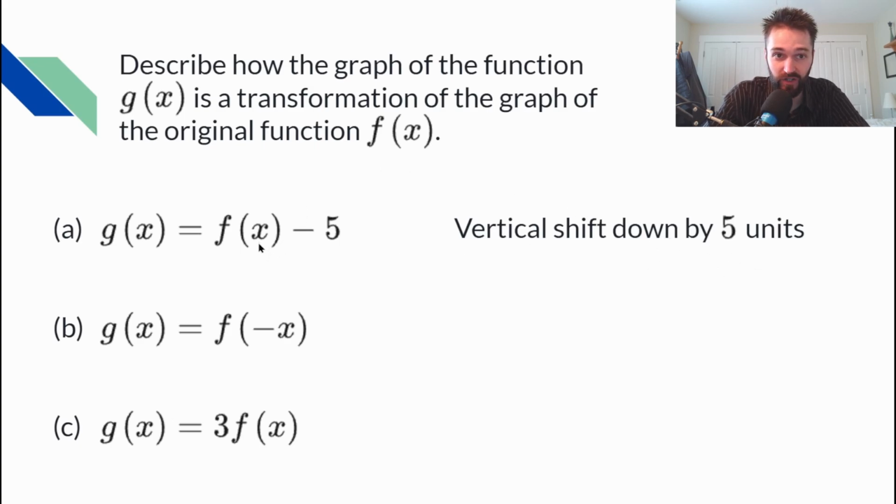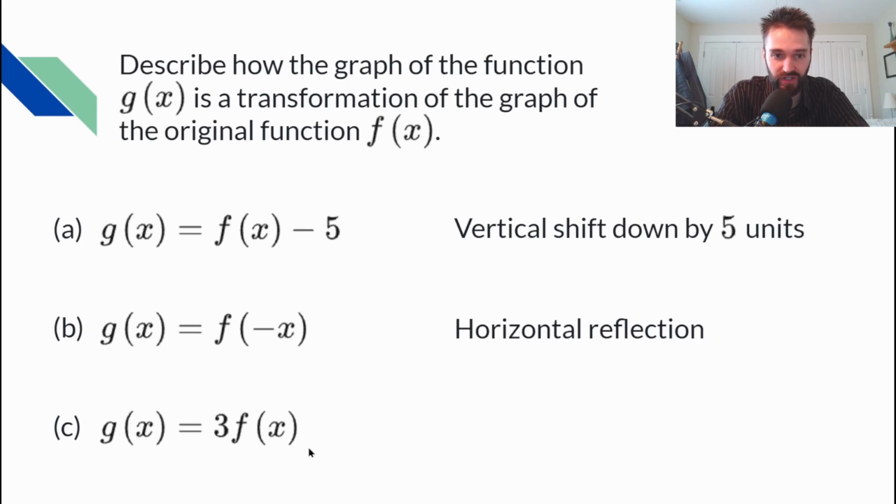If we plug something into the function, that's a horizontal transformation. And if we do something to the entire function, like here we're subtracting 5 from the entire thing, that's a vertical transformation. For part B, we have g of x equals f of negative x. We're plugging a minus x into the function f, which results in a horizontal reflection. This is a reflection across the y-axis.